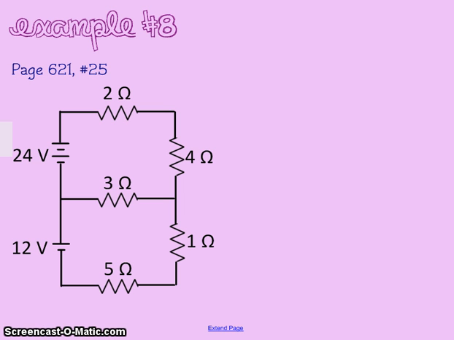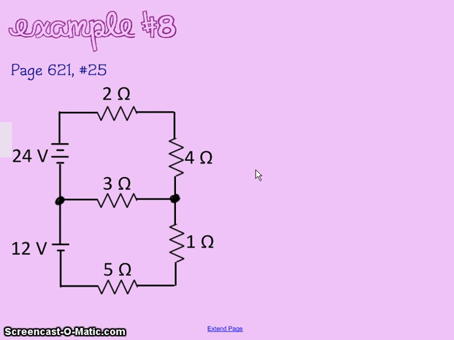So a junction is any place where two or more wires come together. We have two junctions on this circuit diagram, and I'm going to mark those with dots. So here's our first junction, and there's our second junction.